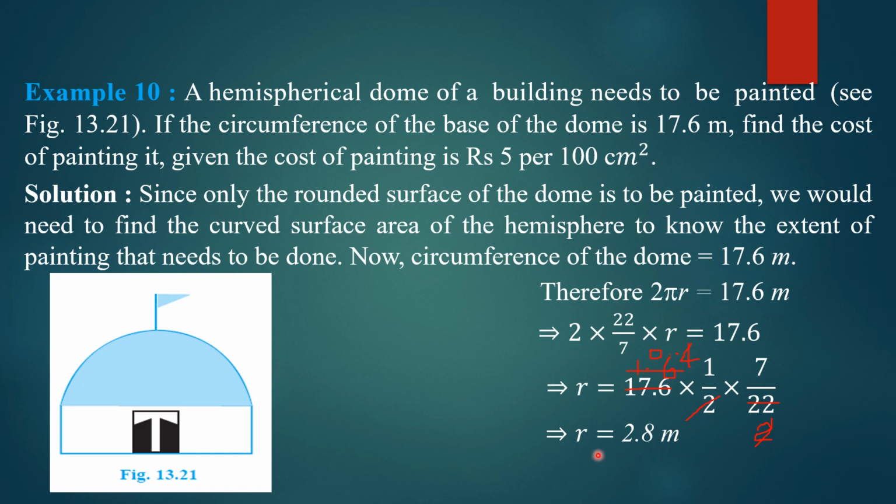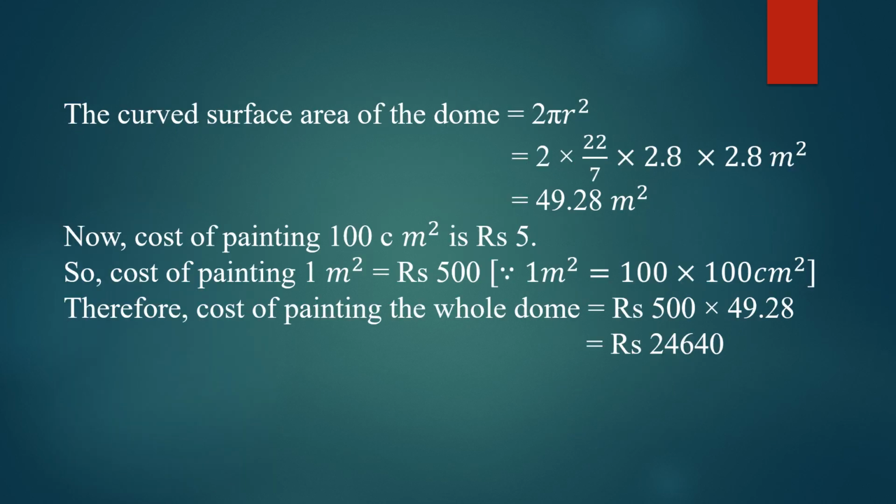We found the radius of the hemisphere. This was not given directly in the question. Understood this step, my children? So after finding the radius of the hemisphere, we have to find the curved surface area of the dome. Yes or no, my children? Because we have to paint that dome. So we have to find the curved surface area of the dome. That is equal to 2 pi r square. Do you remember this formula, my children? Curved surface area of a hemisphere.